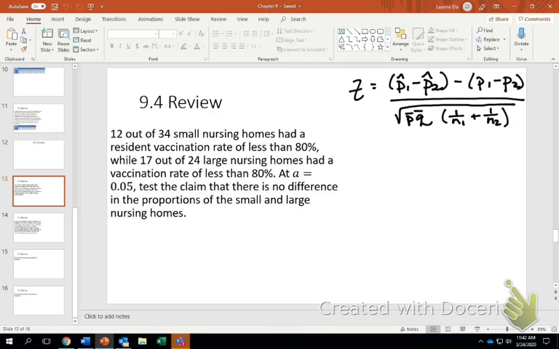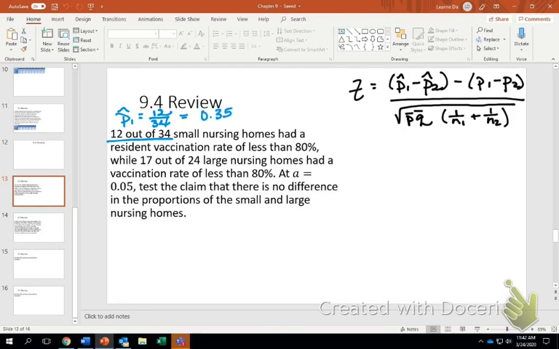At alpha equals 0.05, test the claim that there is no difference in the proportion of the small and large nursing homes. So our 12 out of 34, this right here, is our first piece of information that gives us what we need to find our p-hat. And remember, p-hat sub 1 is the probability of our first sample. So our p-hat sub 1 is going to equal 12 out of 34, which is 0.35.